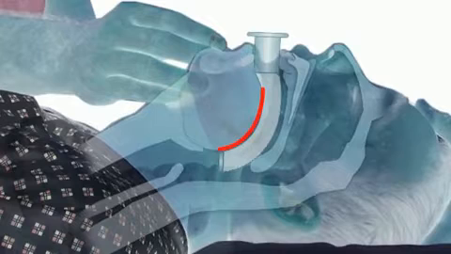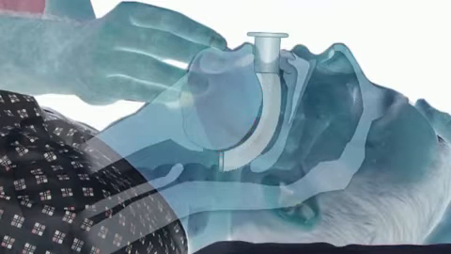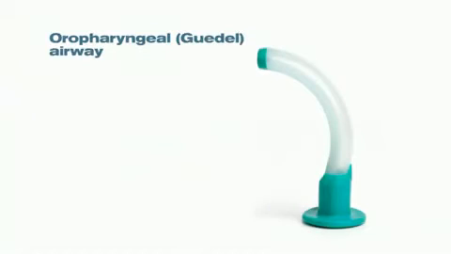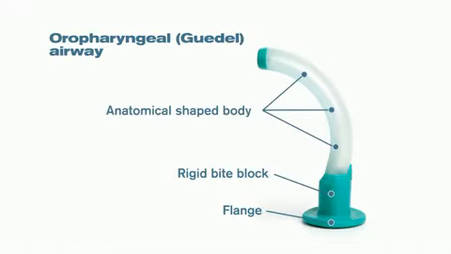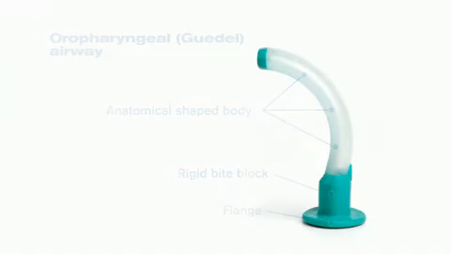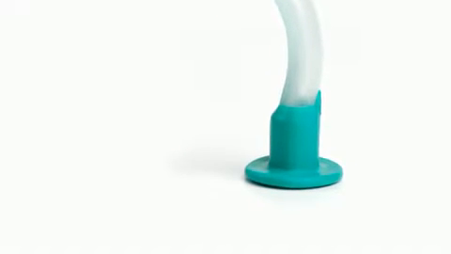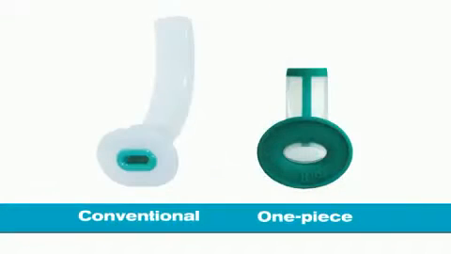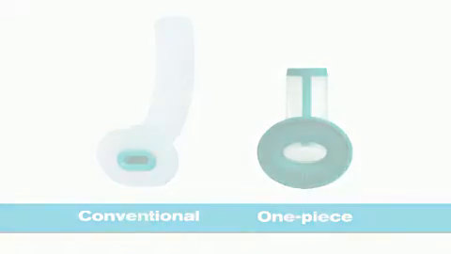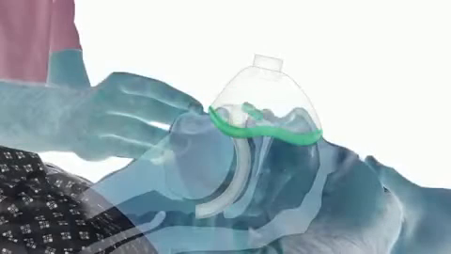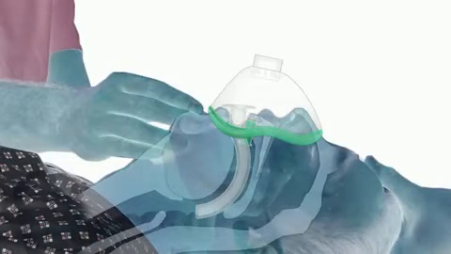Oropharyngeal airways, when inserted correctly, lie above and behind the tongue, preventing the tongue and epiglottis from falling backwards and causing airway obstruction. They consist of a flange, a rigid bite block, and an anatomically shaped body. For safety purposes, the intersurgical oropharyngeal airway has been designed without the conventional bite block. The one-piece design overcomes the risks of dislodgement of the bite block, which could actually cause an obstruction of the airway.